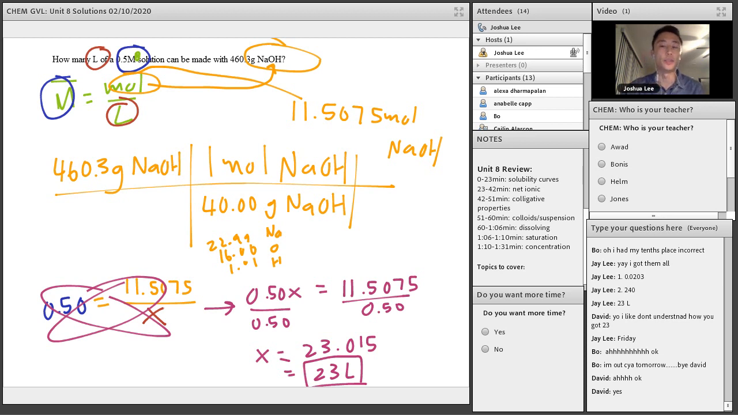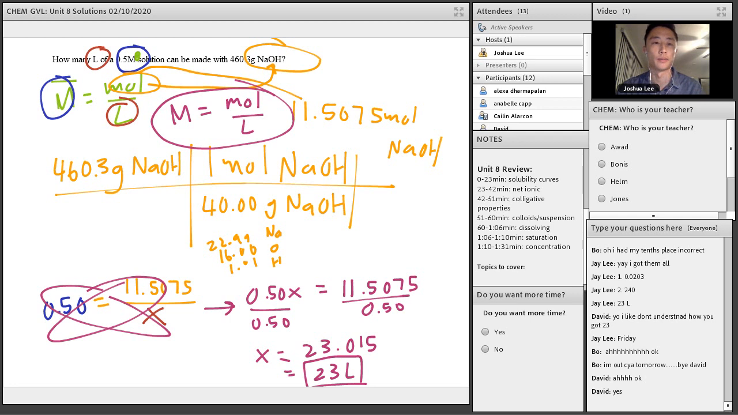So anytime you see a molarity problem, it's essential that you understand molarity is moles over liter. So this is going to be important. Because anytime you're given grams, then you should automatically be thinking, okay, if I'm given grams, I want to change it to moles. If you're given moles, you want to change it to grams. So back and forth that way.